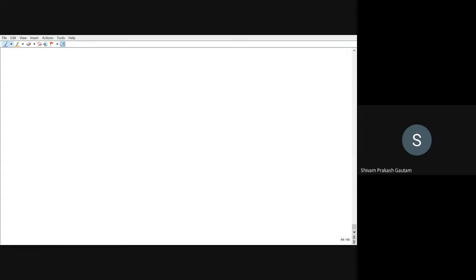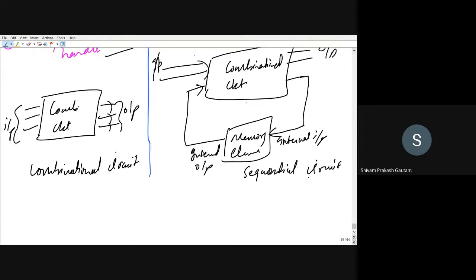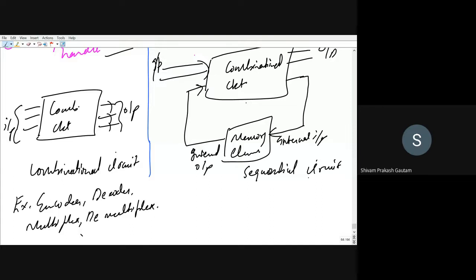Now we will see some of the combinational circuits. We will be starting with combinational circuit. Example I have not given, so let me give the example as well. So examples of combinational circuits are encoder, decoder, multiplexer, demultiplexer, adder, subtractor, etc. So we will study all these circuits one by one.